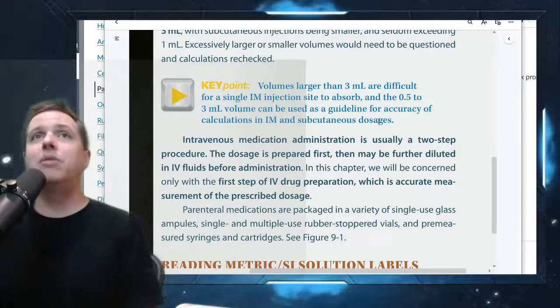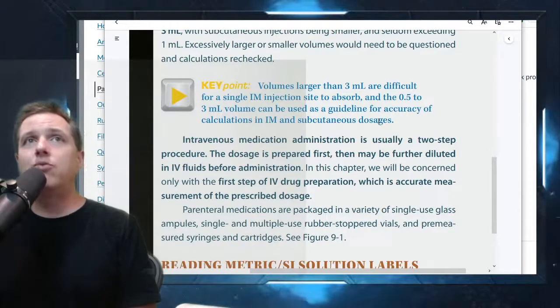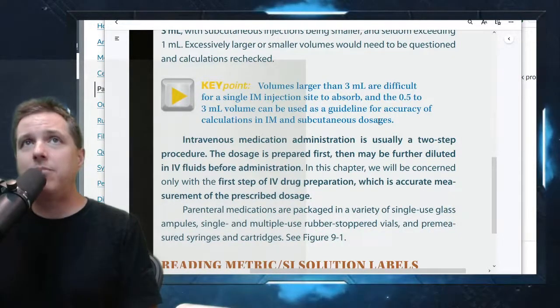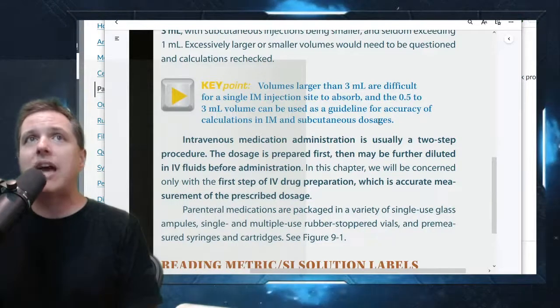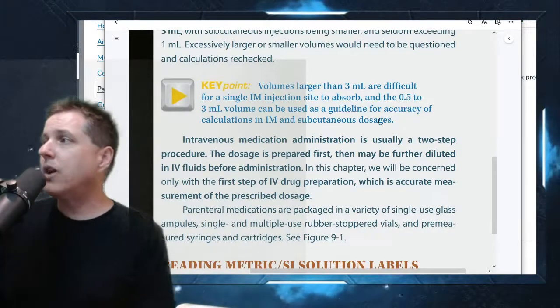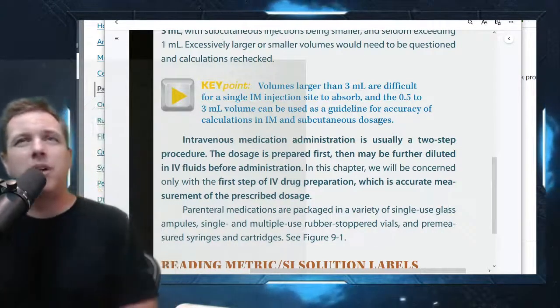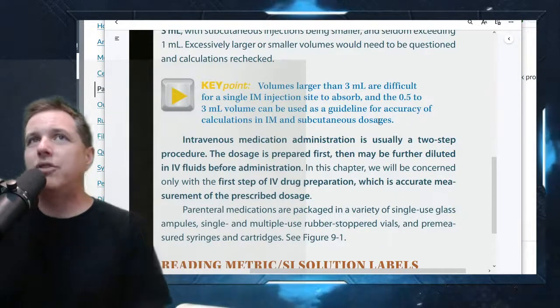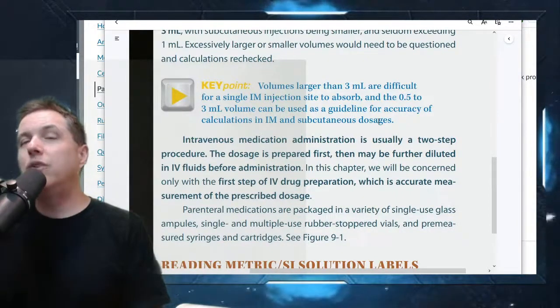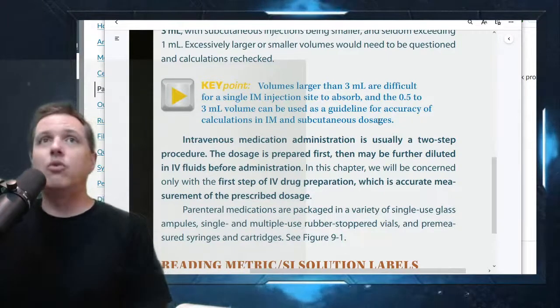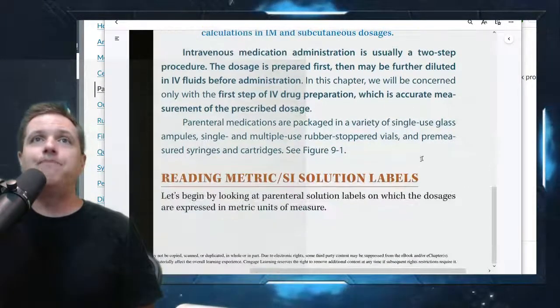So we're going to see an example like that. In this chapter, we will be concerned only with the first step of IV drug preparation, which is accurate measurement of the prescribed dosage. There's a problem coming up where basically you have to dilute it, and then you have to dilute it again right before you use it. So we'll get into that kind of stuff when we get to it.